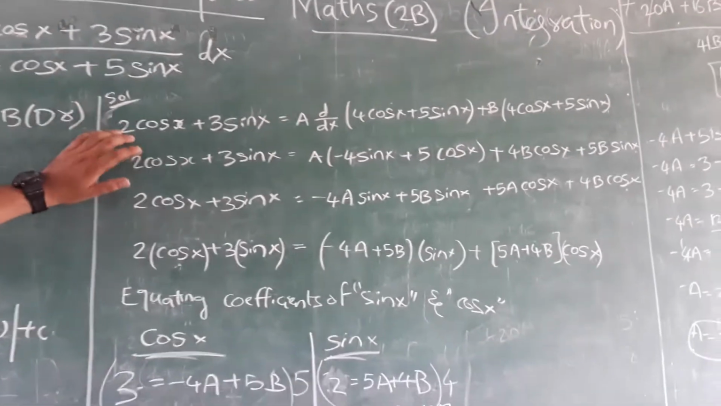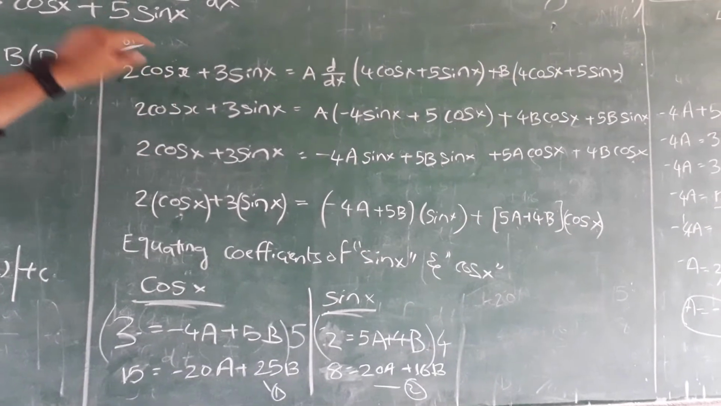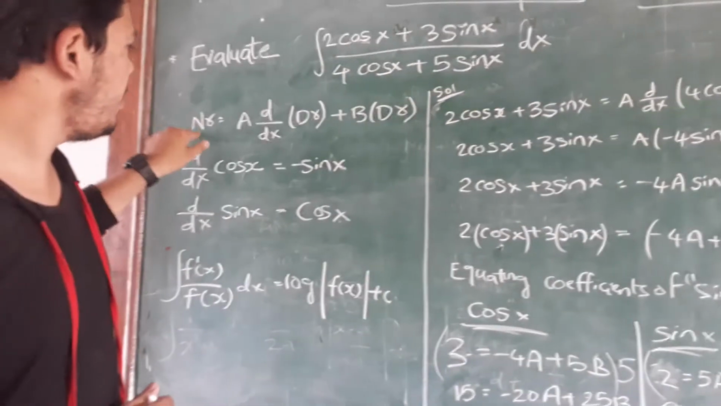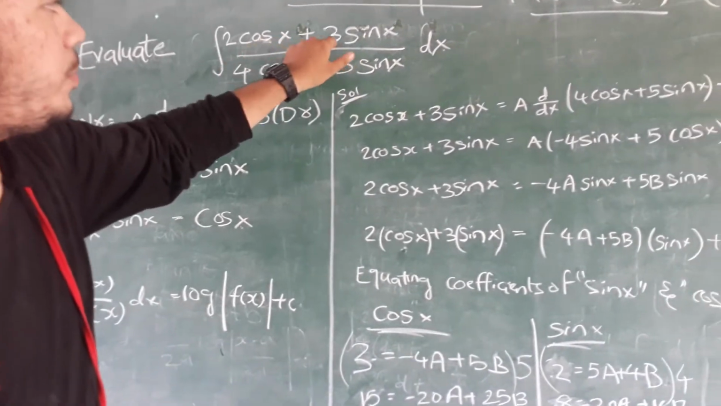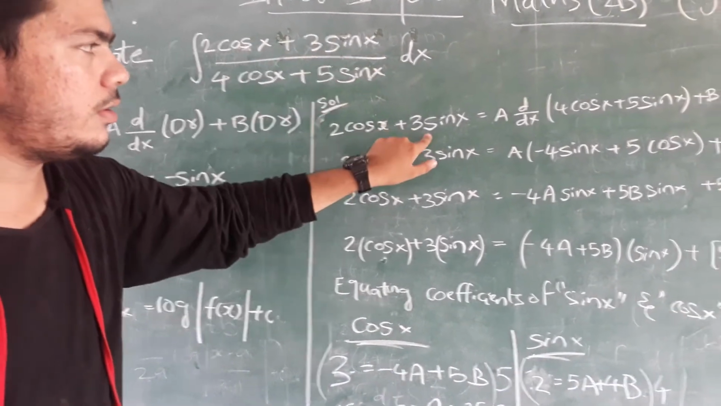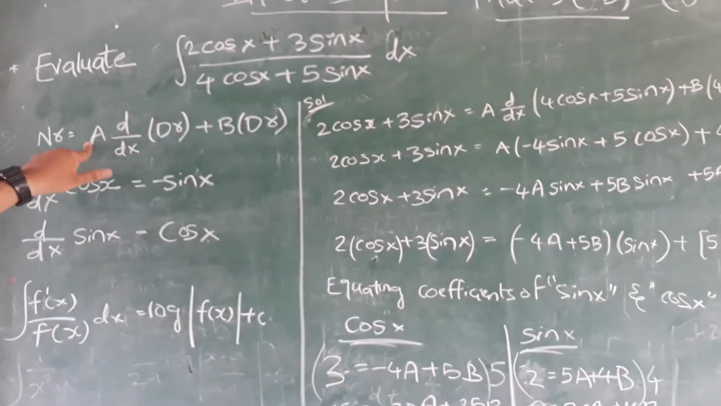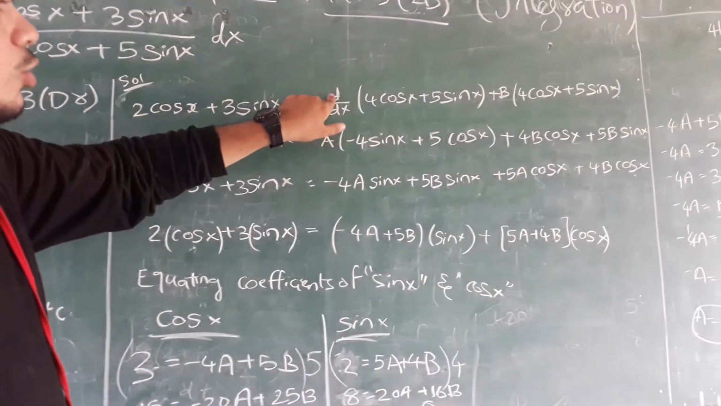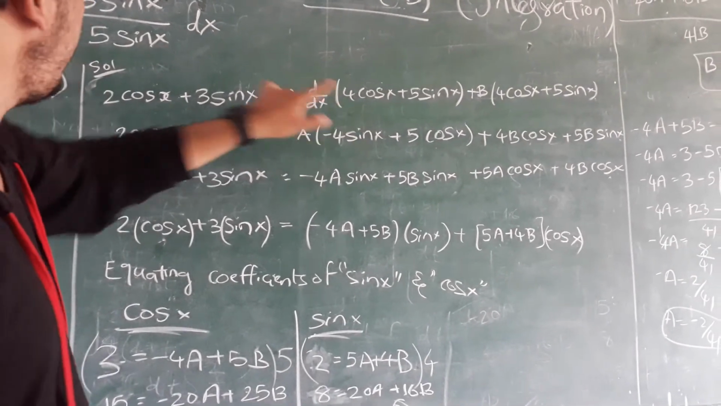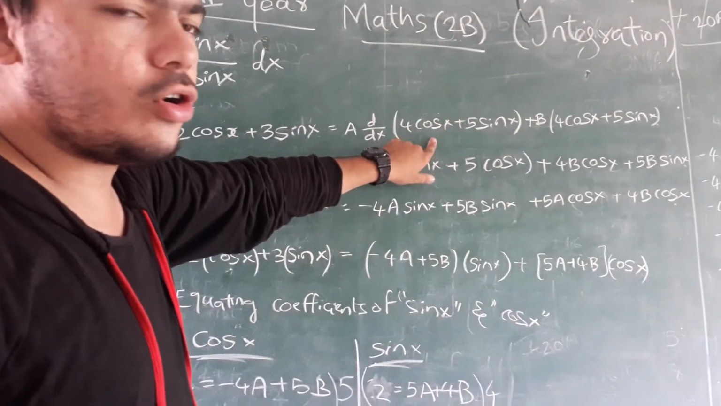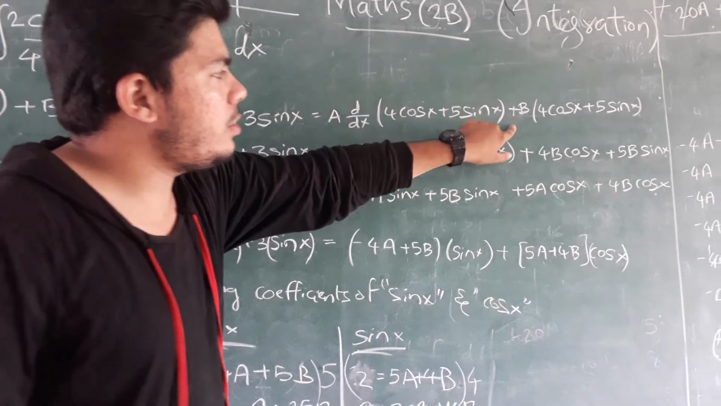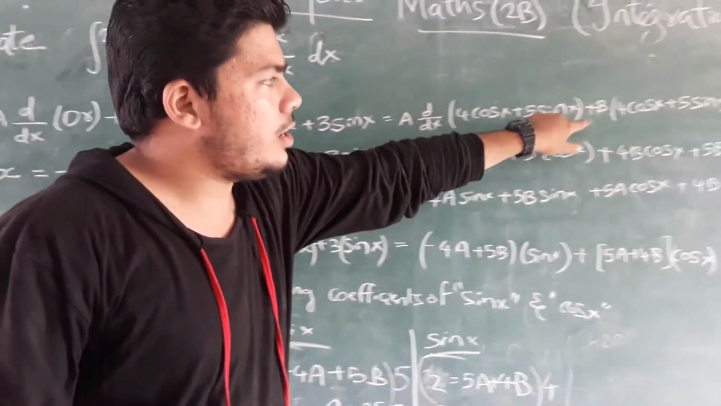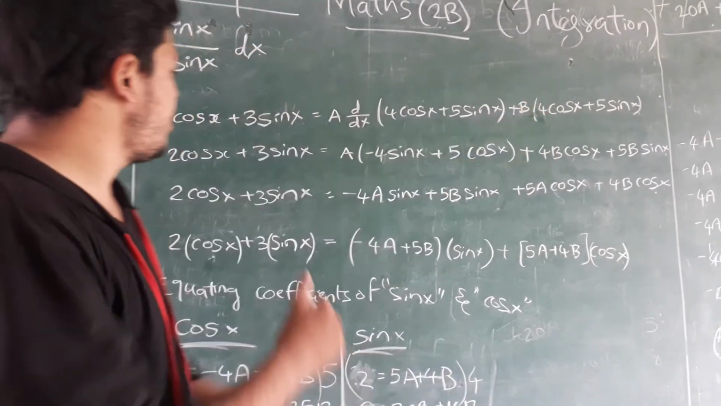So this is the question. We take the numerator and write: 2 cos x plus 3 sin x is equal to a into d by dx of the denominator, where the denominator is 4 cos x plus 5 sin x, plus b into the denominator, which is the same denominator value.